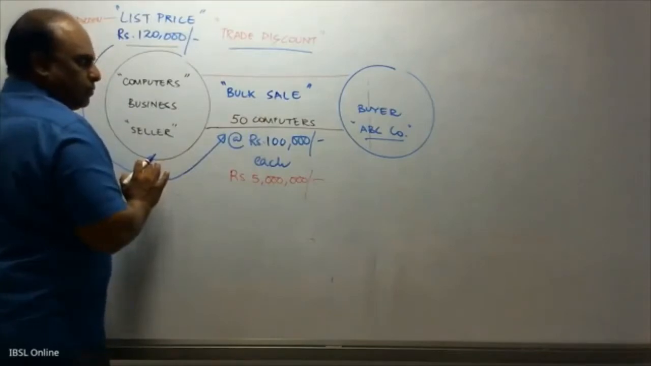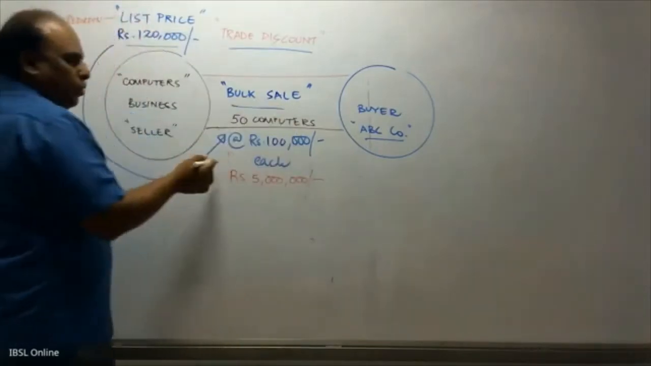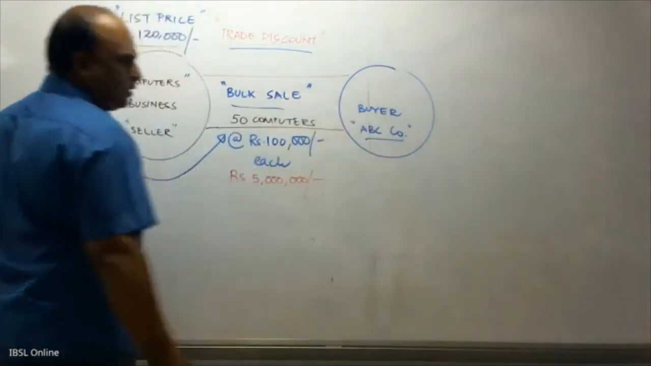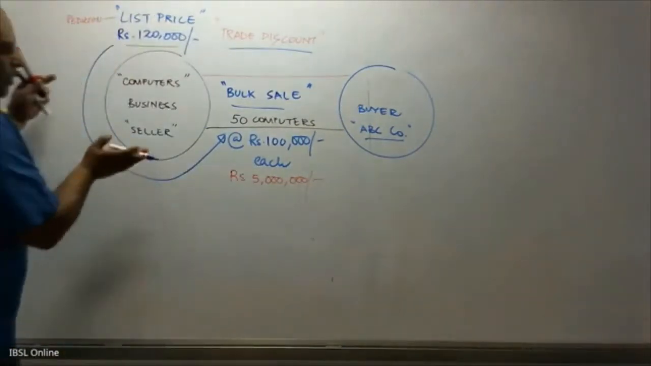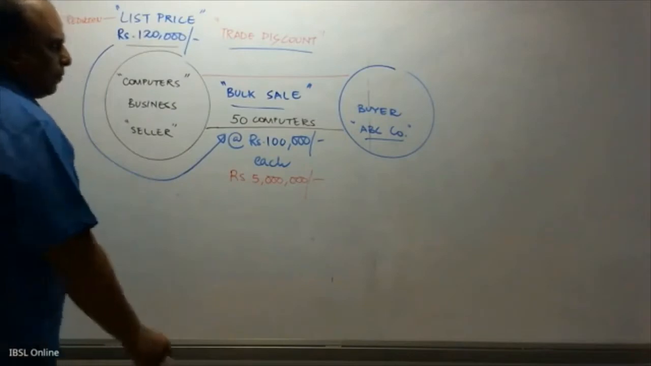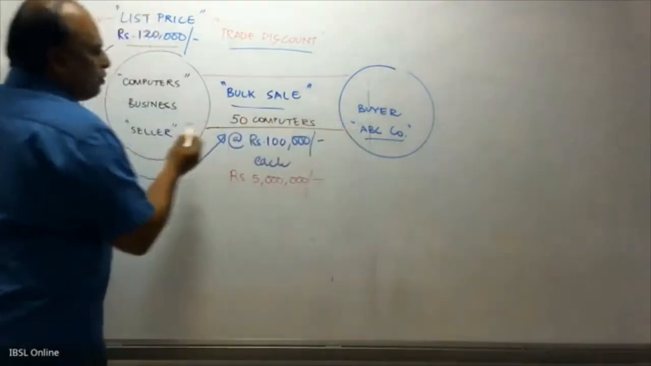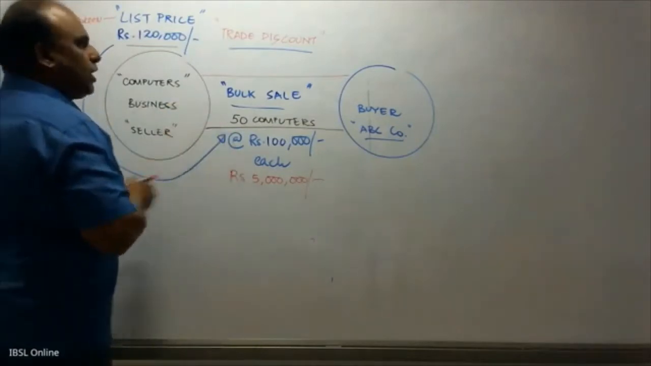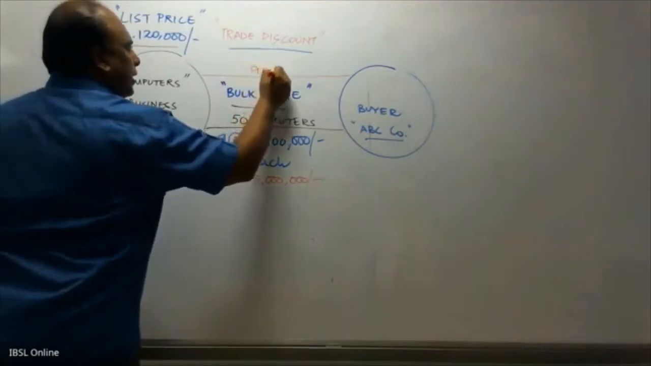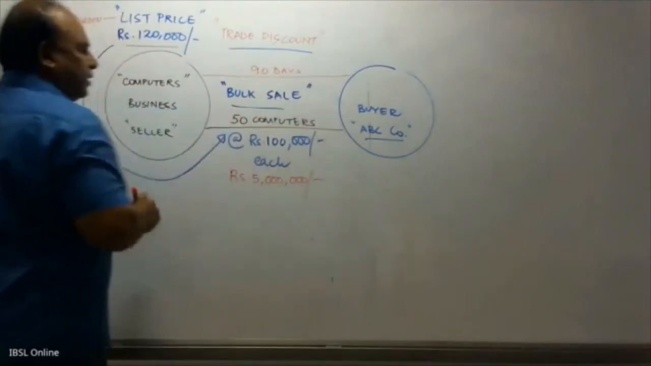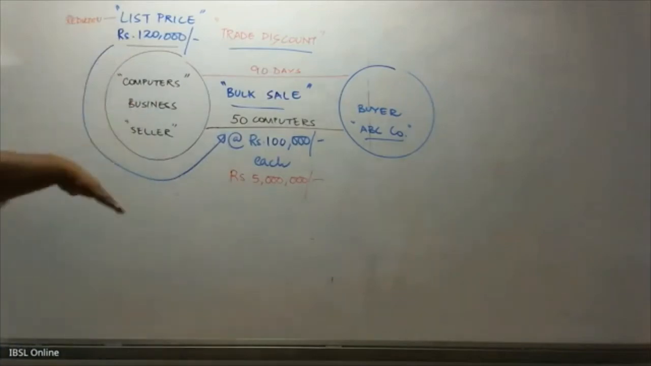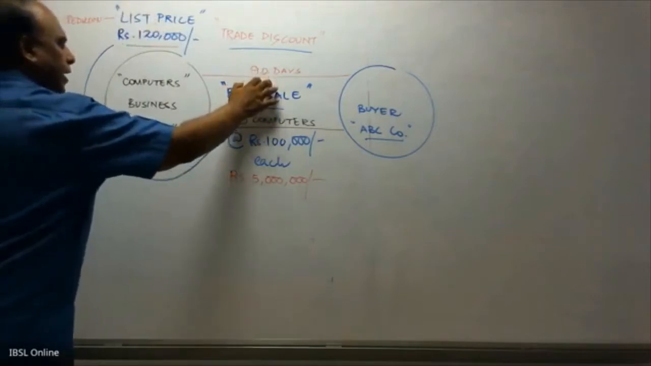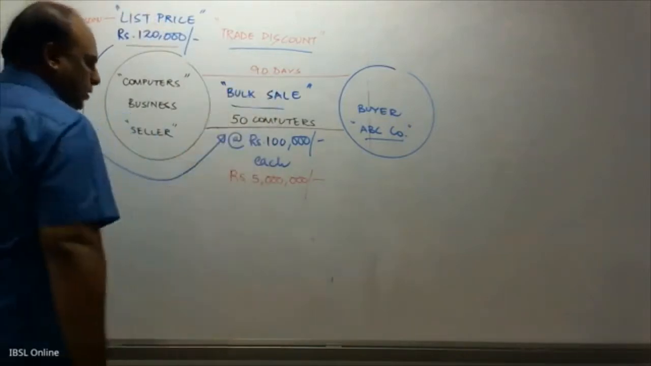Okay? Because I am going to sell more in large quantity. So for me, it is a bulk sale. But for this person, it is a bulk purchase, isn't it? But we are talking about from the point of view of the company. So now, ABC company has to pay 5 million and this business agrees to give 90 days credit. So that sale is done. He will take the 50 computers with him, agreeing to pay within 90 days from this purchase.